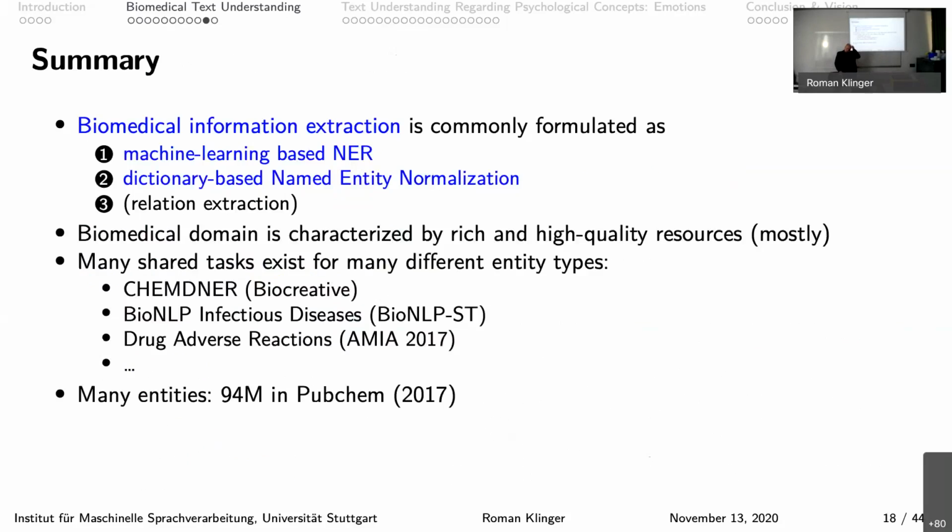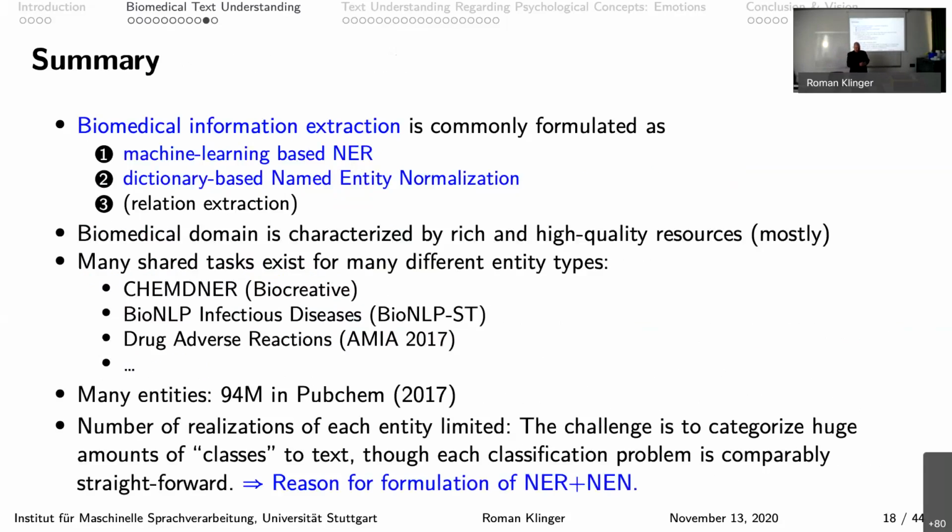One thing that I would like to point out is that in this task, we really have huge numbers of entities that we would like to find. The challenge is not so much to find realizations of just one concept. The challenge is that there are so many concepts that we need to develop a system which finds these huge amounts of potential concepts in text, though every separate classification is comparably straightforward. If I build a classifier that asks, does this document contain the concept of aspirin, I will probably have a very good classifier. The challenge is to do everything together. And that's why this task is formulated as named entity recognition and normalization.